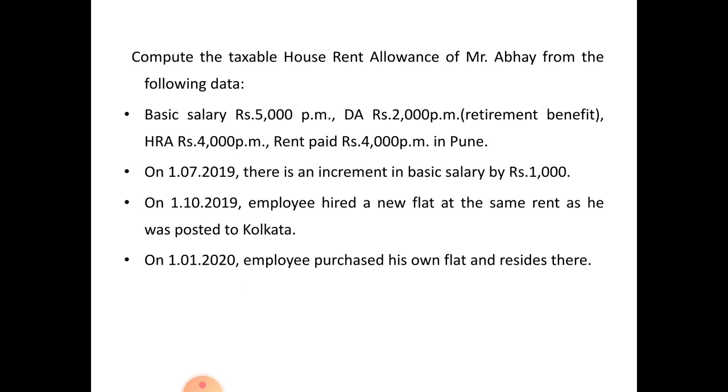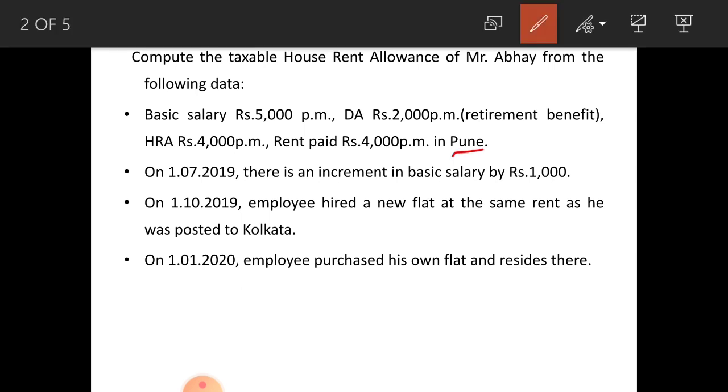See the information. Basic salary 5,000 per month. DA rupees 2,000 per month considered as retirement benefit. Next, house rent allowance 4,000 per month. Rent paid by Mr. Abhay 4,000 per month in Pune. This is in Pune. Next, see, on 1st July 2019 there is an increment in the basic salary by 1,000. That is, from 1st July onwards, the basic salary will be 6,000.